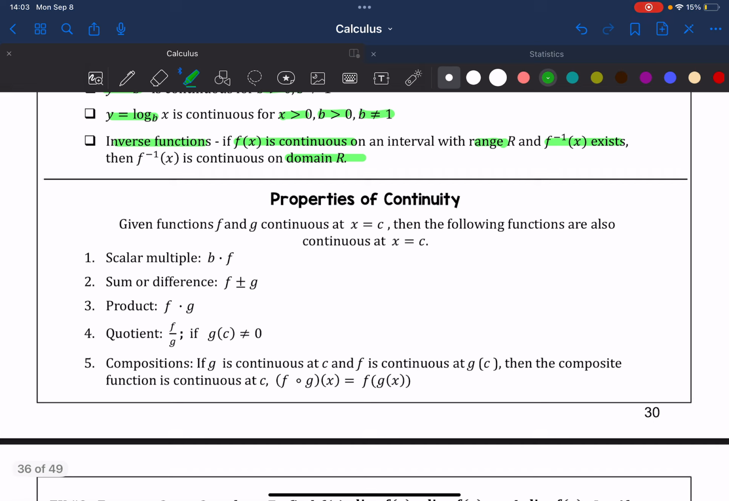Properties of continuity. If we have two continuous functions, f and g, that means the scalar multiple is also going to be continuous. So if we have the function x squared, which is continuous, 5x squared is also continuous. Adding or subtracting two continuous functions is continuous. Multiplying or dividing two continuous functions is continuous as long as g of c is not equal to 0. And then the composition of two continuous functions is also continuous.